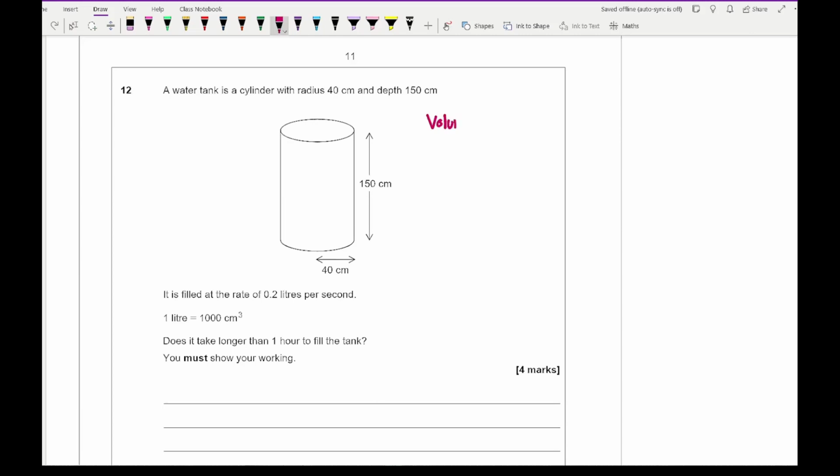So the volume of the cylinder is going to be equal to pi r squared h. So substituting those numbers in, what do I get? Well, I'm going to get 40 squared times pi times 150. And that gives me an answer of 753,982 centimeters cubed. Now from this, what I then want to do is convert that into litres.